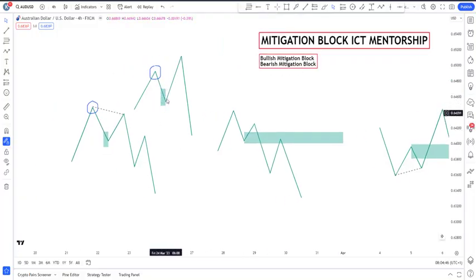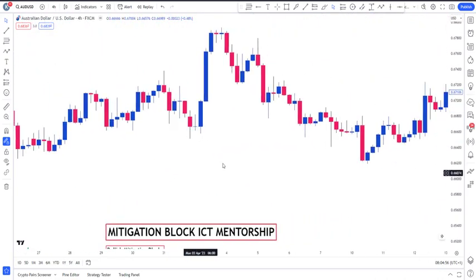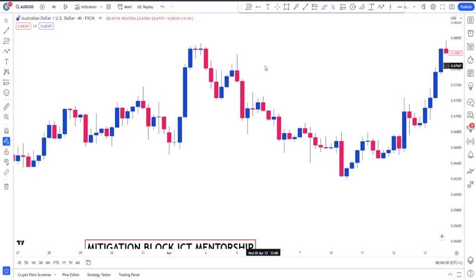So it is a failed order block that is now acting as our mitigation block, this particular one. I'm going to show you that on our chart just briefly. I'm not going to take much time explaining this because this is something that I believe every single one of you should be able to identify on your chart.